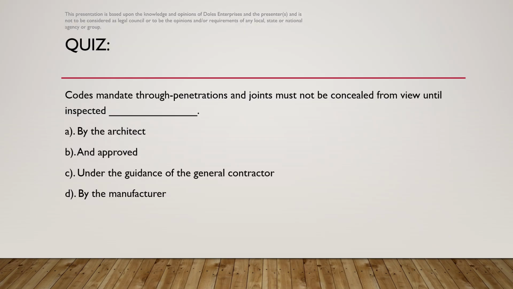Codes mandate through penetrations and joints must not be concealed from view until inspected A. by the architect, B. and approved, C. under the guidance of a general contractor, D. by the manufacturer.